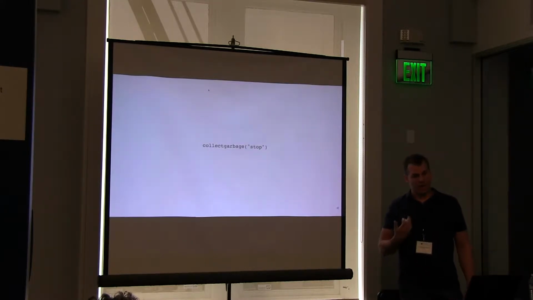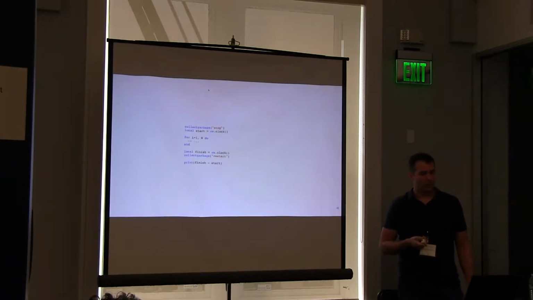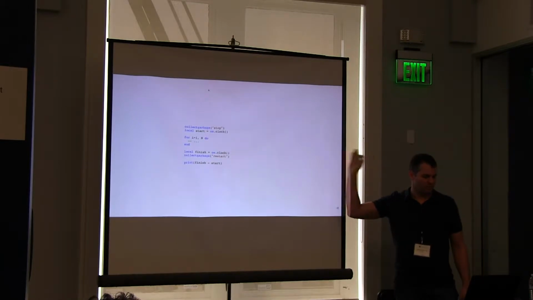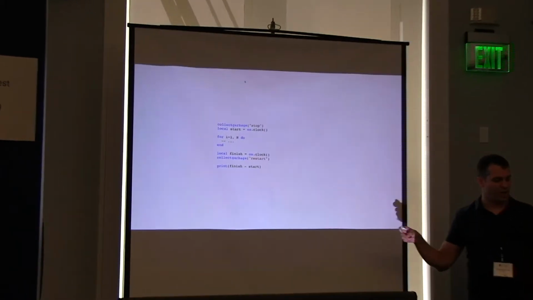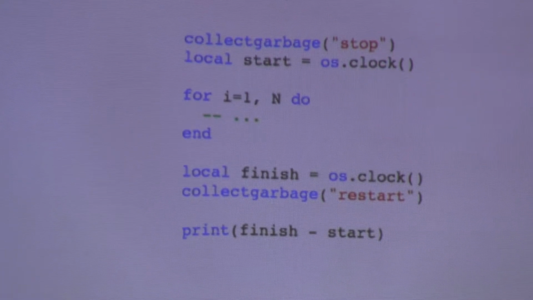Now, one thing that you can do is actually stopping the garbage collector. That would look like this. Stop it at the beginning, get your start, do the iterations, finish, and then this part is optional. In this case, it doesn't make much sense, but if you're doing more stuff later on, you might want to reactivate the garbage collector.